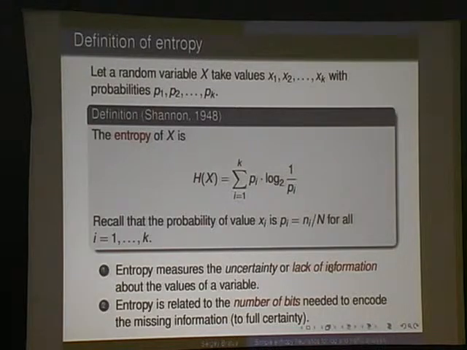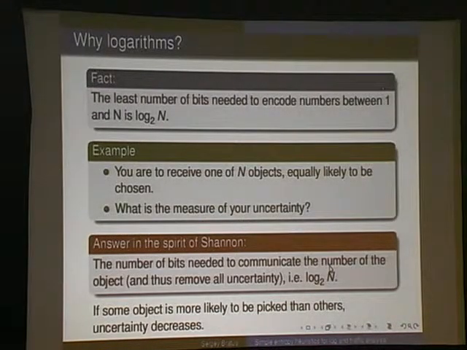So why does it work this way? Here's a very simple example. Here's a fact of life, right? The least number of bits needed to encode numbers between 1 and n is log base 2 of n, right? We're all on the same page. Everyone agrees, right? If you want to encode a number between 1 and 100, you need log base 2 of 100 bits.